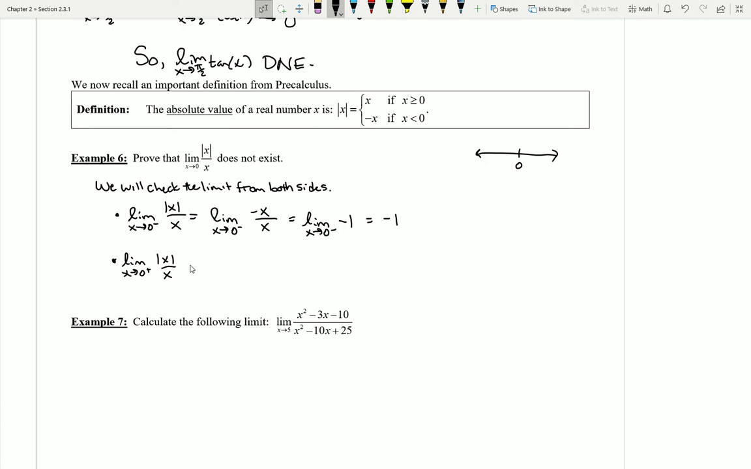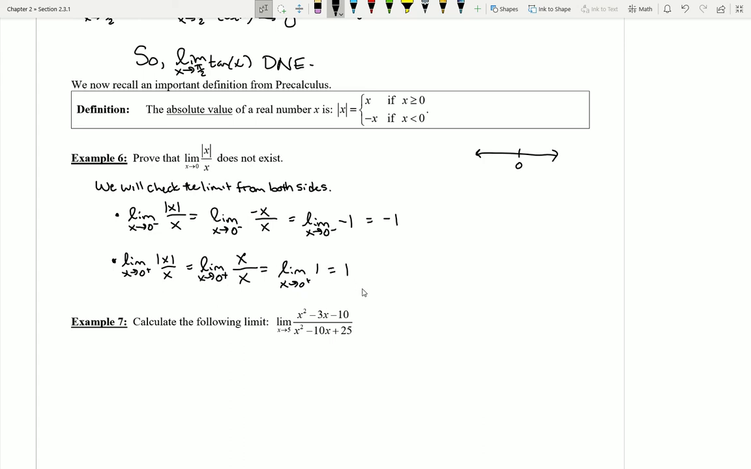And here, what would I be able to replace the absolute value of x with? Well, if x is approaching 0 from the right side, then that means I'm over here on the number line as I'm moving towards it. And that means that x is positive. And according to the definition up above, if x is positive, I can just replace the absolute value of x with just x itself. And so this is going to become just the limit of 1. And the limit of 1 is 1.